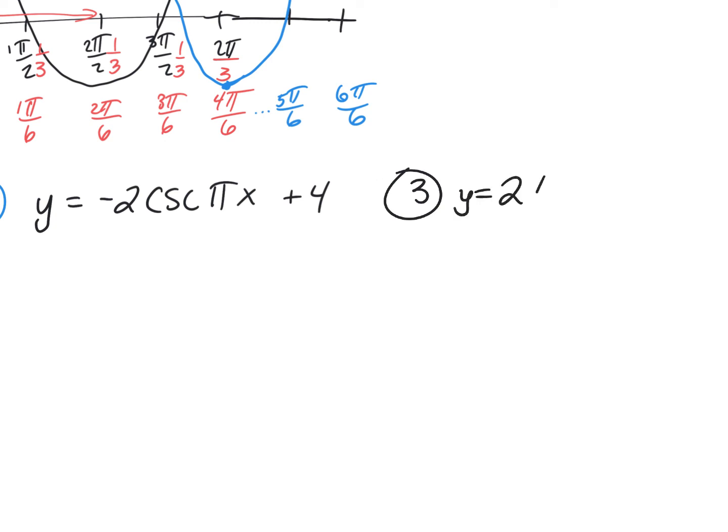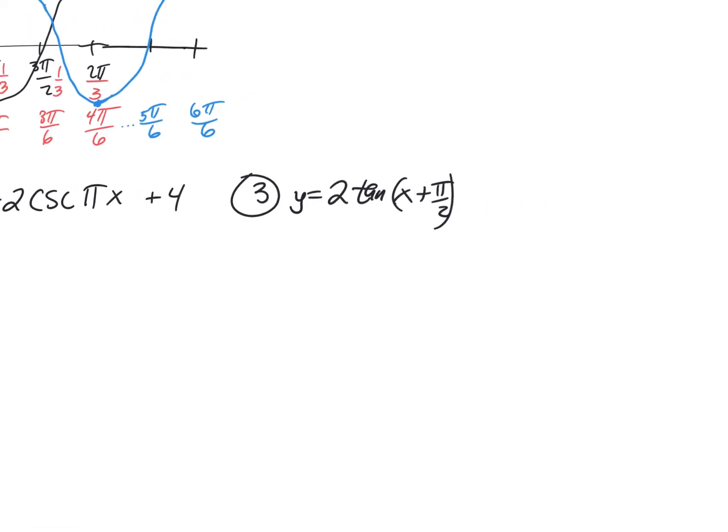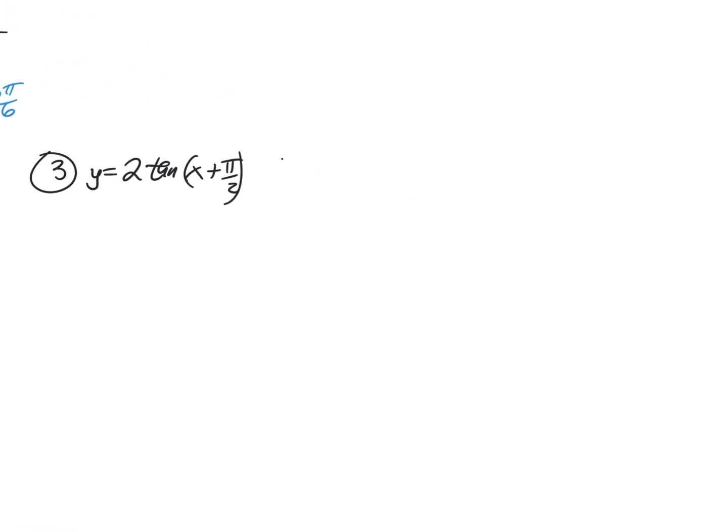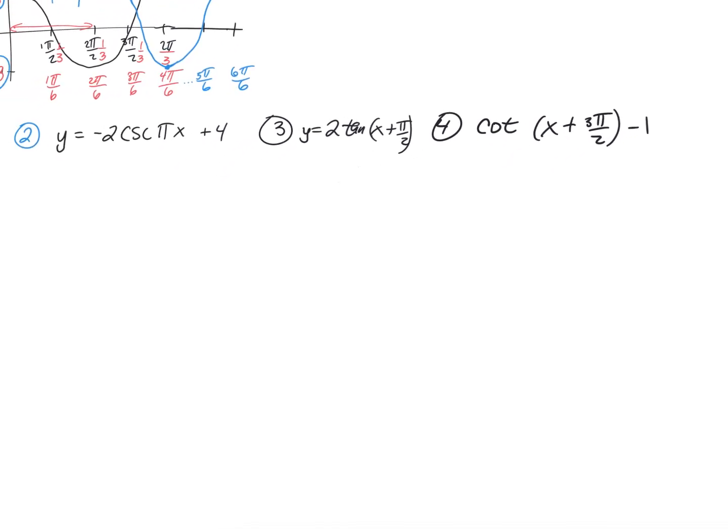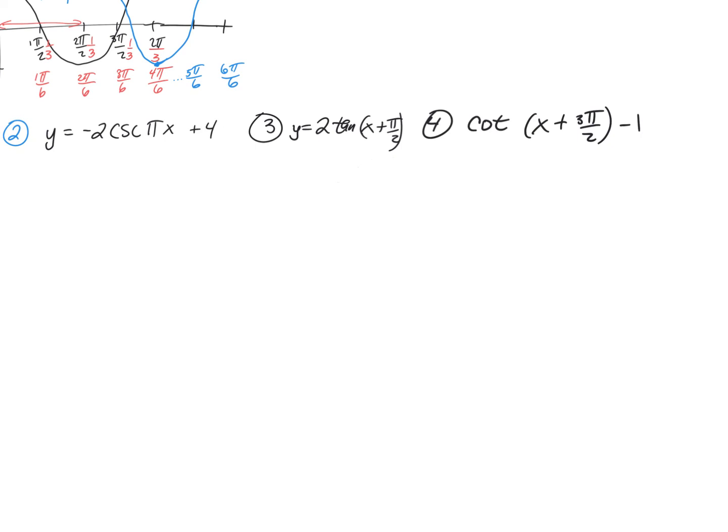Y equals 2 tangent of x plus pi over 2. And question 4. Cotangent of x plus 3 pi over 2 minus 1 on the outside. Okay, now those are really small. If you can get the document to load, it is a PDF. You could do it that way.